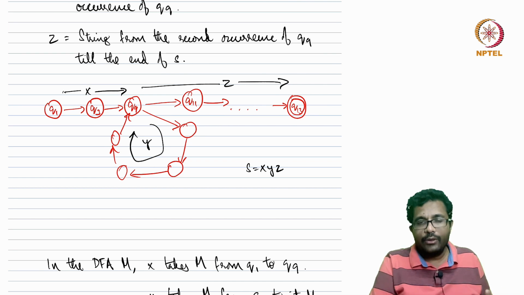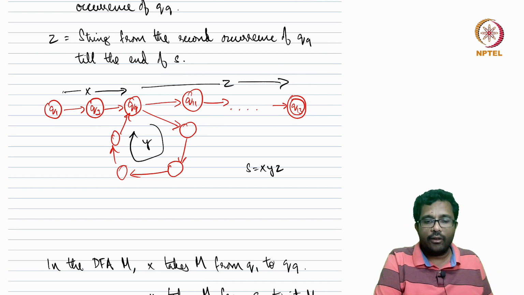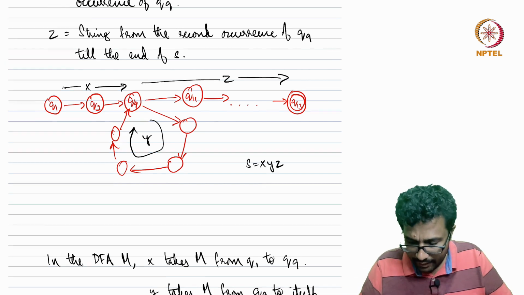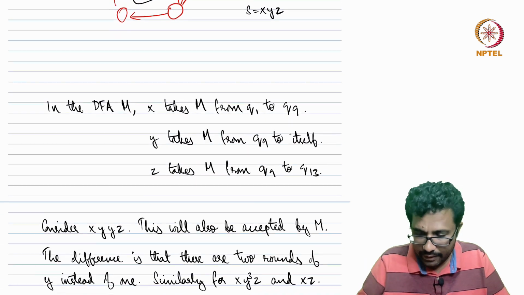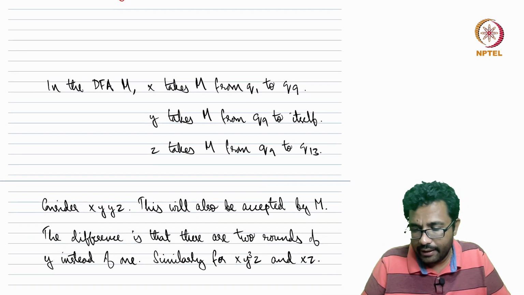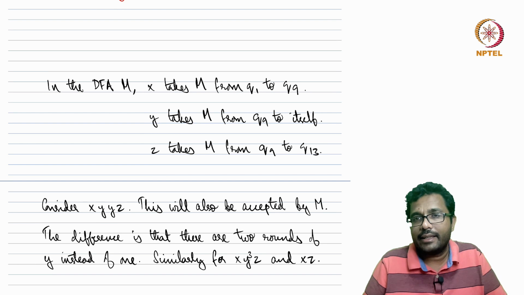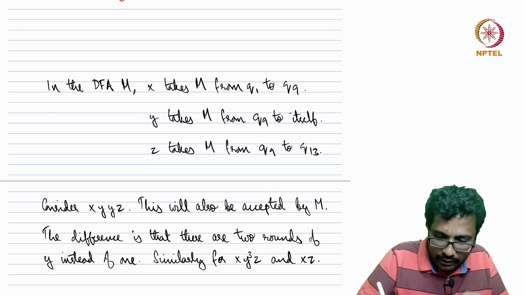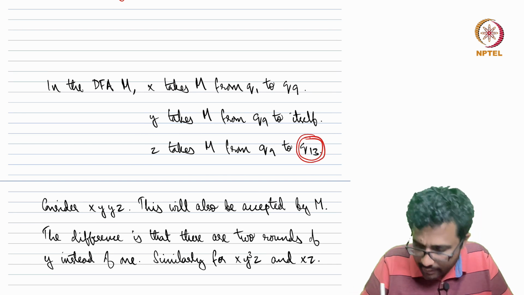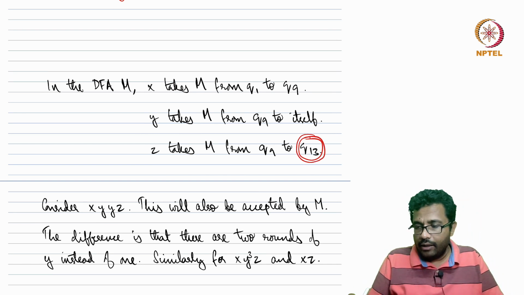So all we used was that there is a DFA for the language, and then we set the pumping length to be this number of states, and that in turn gave us everything, right? So this is again the same thing that I said earlier. X takes M from Q1 to Q9, Y takes M from Q9 to itself, and Z takes M from Q9 to Q13, which is an accept state. So maybe we'll put a double circle here as well.